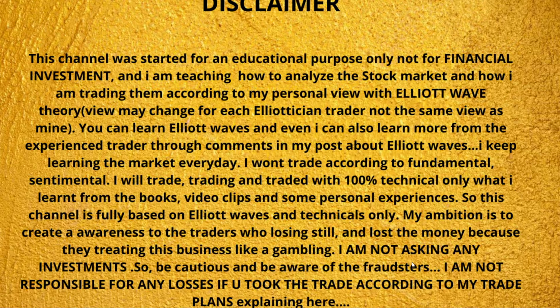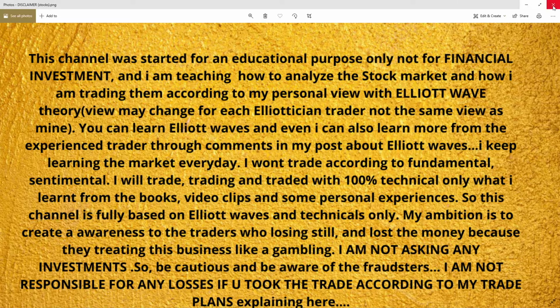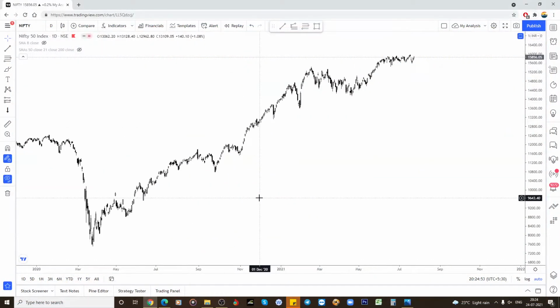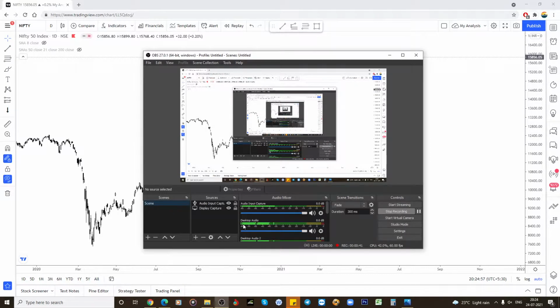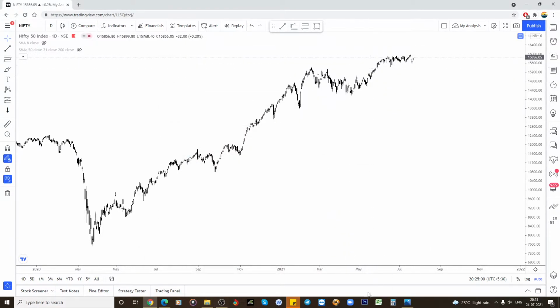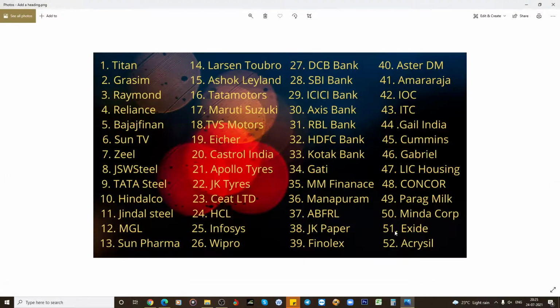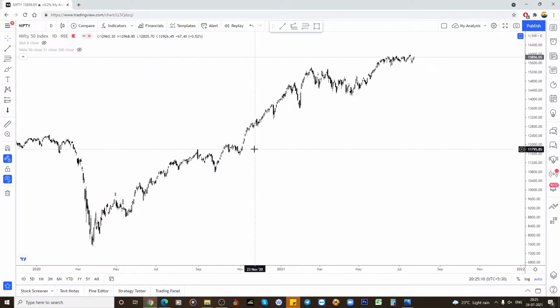So let's move on to our stock Nifty. Just let me check whether it is recording. Yeah. And this is our watch list, these 52 stocks, and after that Nifty and Bank Nifty. So we will start with Nifty.